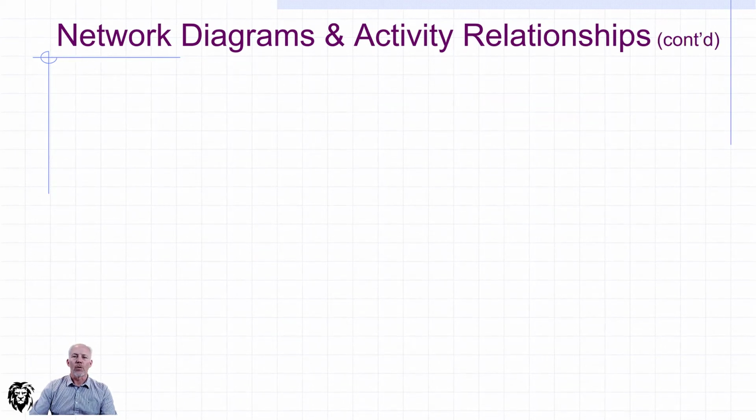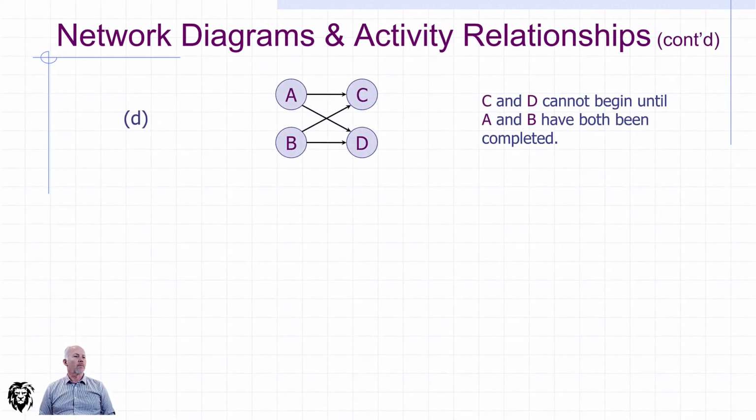We have a few more just to get a feel for some of the complexities you're going to see. This is probably the most complex we're going to look at. We have 4 activities, A, B, C, and D. A and B have no precedence relative to each other. Neither do C and D. But neither C nor D can start until both A and B are completed. And that would look something like that.